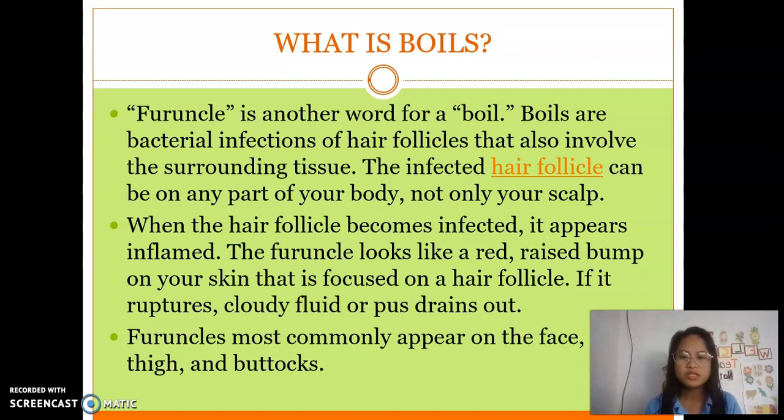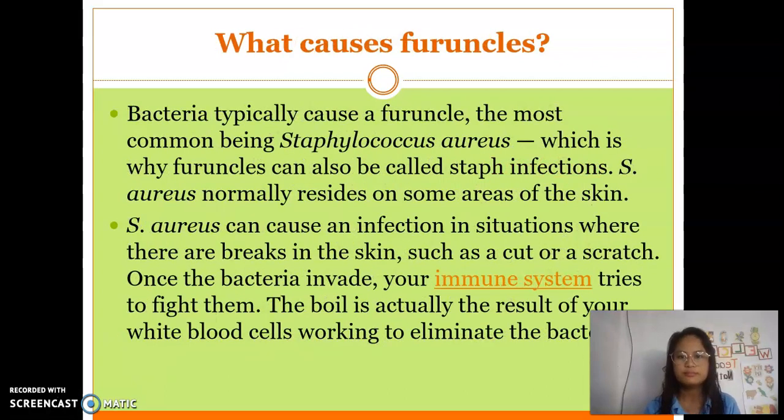When the hair follicle becomes infected, it appears inflamed. The furuncle looks like a red raised bump on our skin that is focused on a hair follicle. When it ruptures, cloudy fluid or pus drains out. Furuncles most commonly appear on the face, neck, thigh, and buttocks.